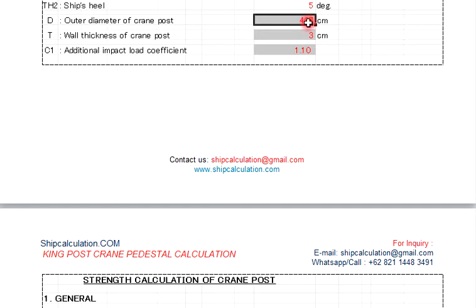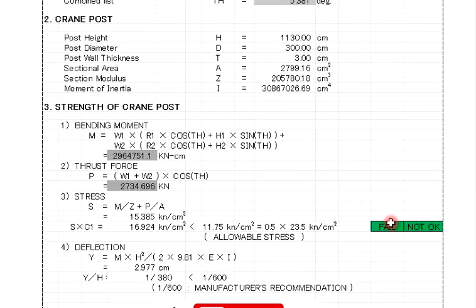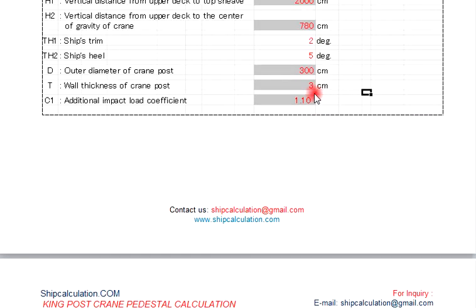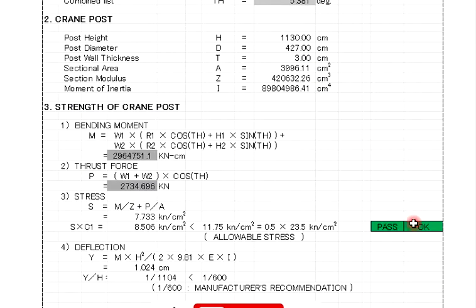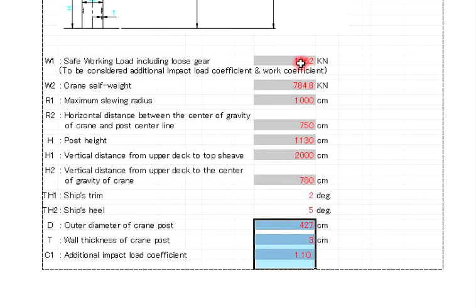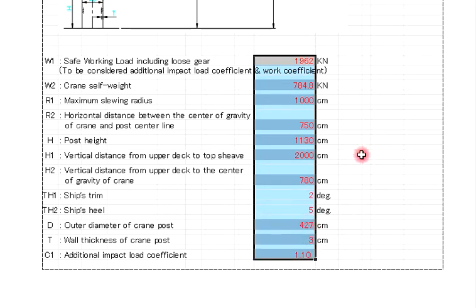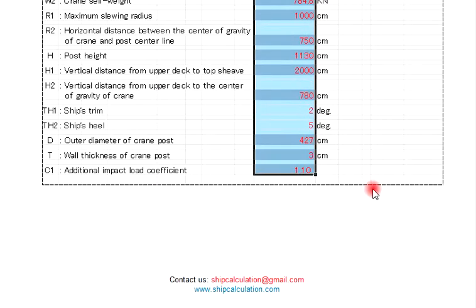Okay, even the outer diameter, let's say you want to make it 300, also fail, not okay. So you have to make it bigger. So just now we made it bigger, it is 427. Okay, and then this one becomes pass. So whatever the input here, it automatically generates either pass or fail, okay or not okay.